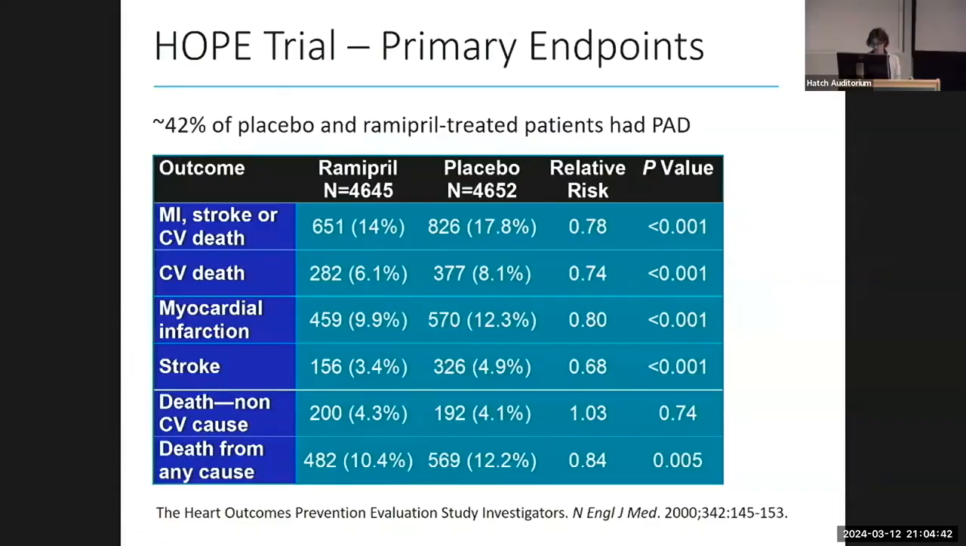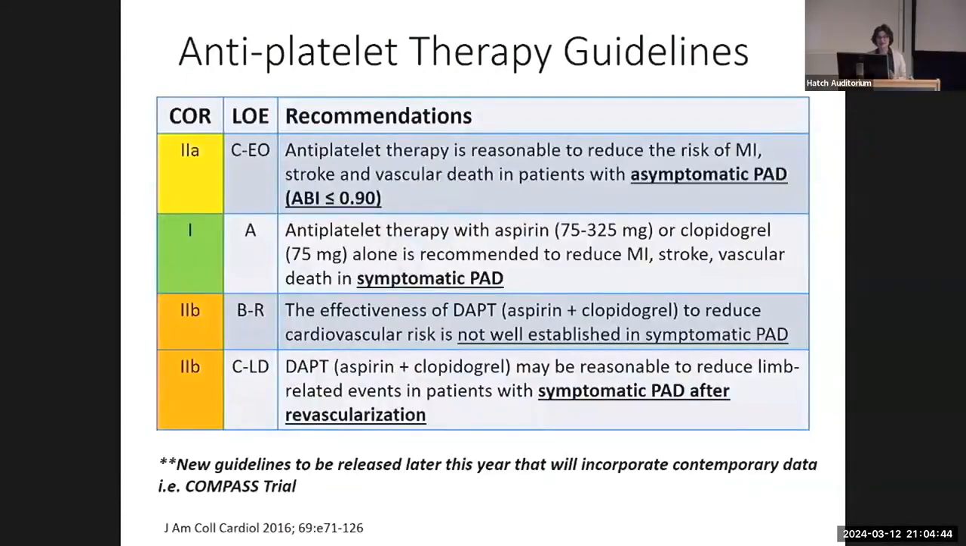The antiplatelet therapy guidelines are confusing. I'm going to try to break it down to a digestible level. But essentially, the current guidelines say that it's reasonable to use antiplatelet therapy for asymptomatic PAD. You can use aspirin or clopidogrel for symptomatic PAD. The effectiveness of dual antiplatelet therapy is not really well established, but we will have new guidelines that are going to be coming out later on this year that will also incorporate the new COMPASS trial data, which we'll review briefly.